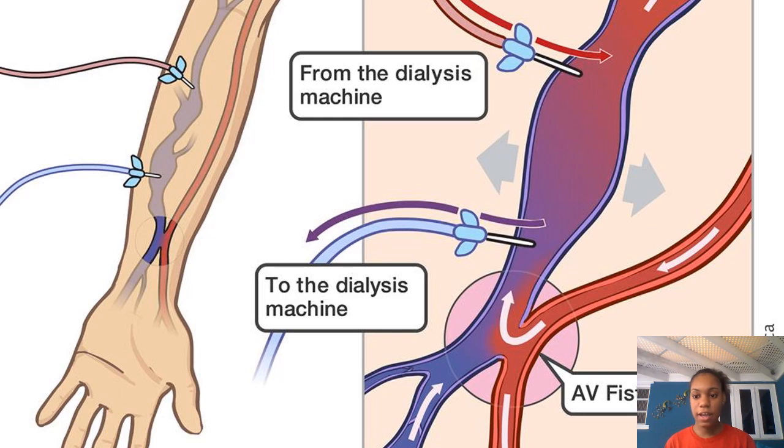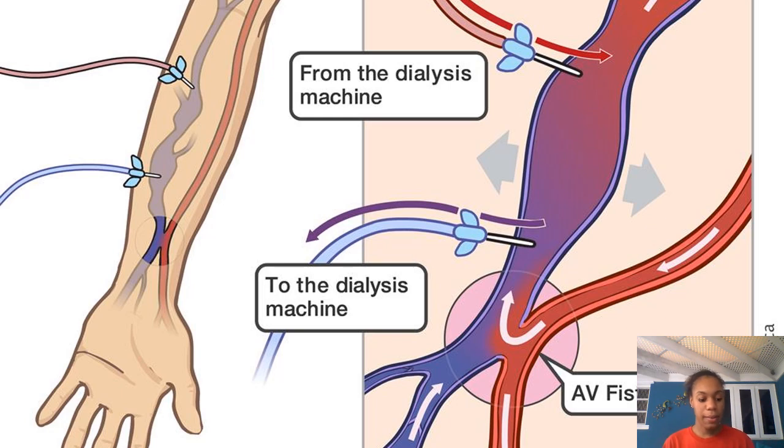As the AV matures, the venous segment dilates to increase blood flow coming directly from the artery. So once it's sufficiently dilated, it will then accommodate two large bores. So I'm pretty sure when we've been to dialysis, you see that they always insert two needles, and it has two lines coming from them.